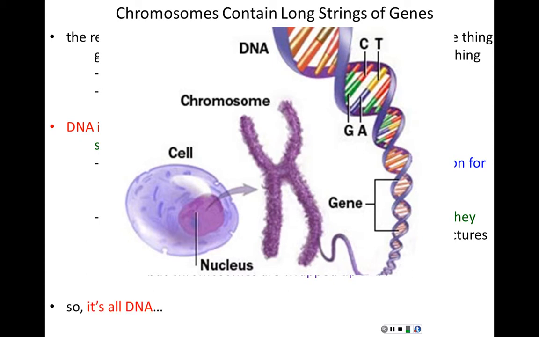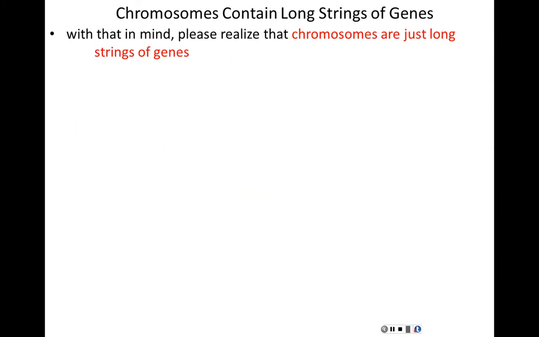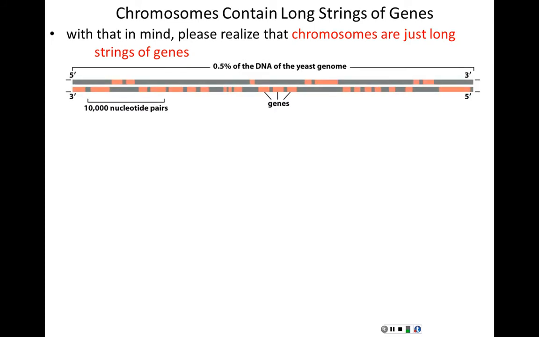A DNA molecule is just a stretch of nucleotides strung together, and some of those sequences make up genes. If we package that DNA up, we call it a chromosome, but it's really all DNA in the end. We're just looking at that DNA and discussing it differently, that's all. So with all of that in mind, chromosomes are nothing more than strings of genes, sequences of DNA, and that's what this schematic shows here.